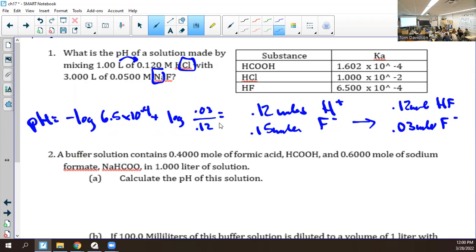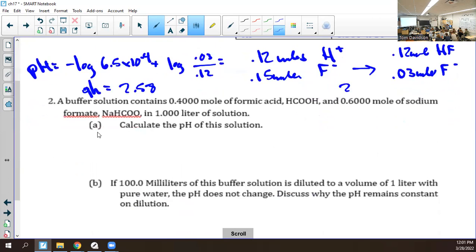I used the wrong K. That's okay. I wasn't looking at the right one anyway. 2.5? All right, what am I doing? 2.58. That's the pH. Okay. That's not that awful. Let me look at something here.